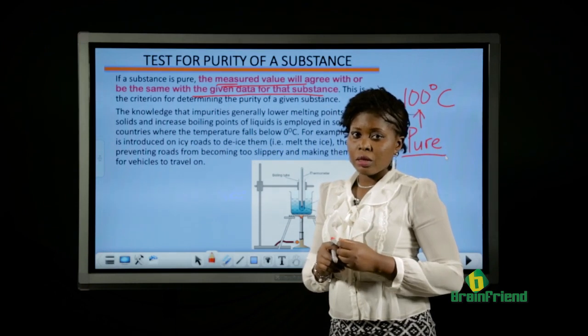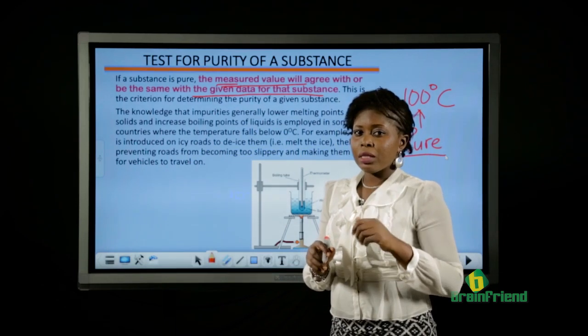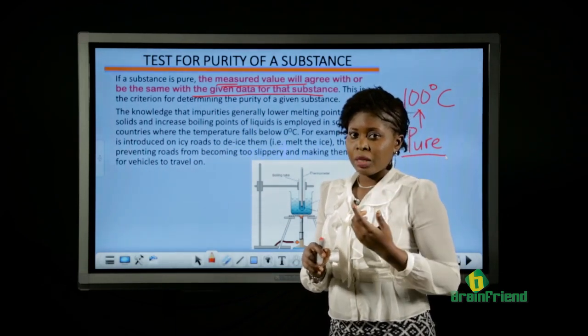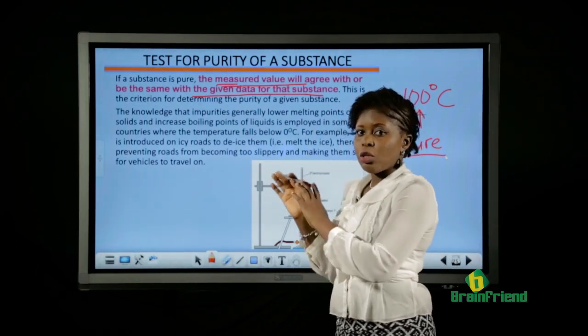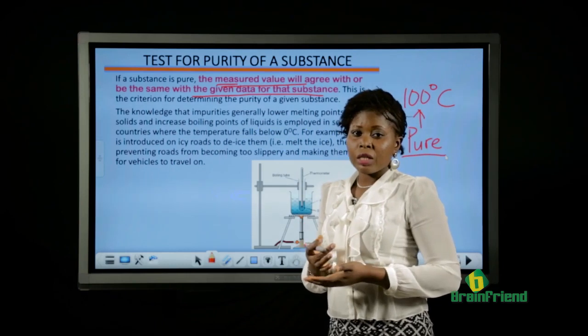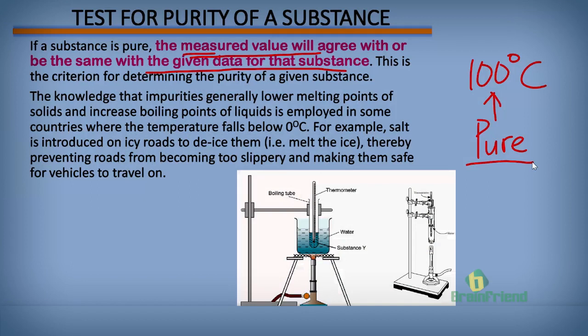Every substance, all right, every pure substance has a particular melting and boiling point. And because they have particular melting and boiling points, when we use this method, we can actually tell if there are impurities in that substance. So this is the criterion that we can use to determine the purity of a given substance, okay? If the one you measure tallies with the given data for that substance, then that substance is pure. But if it does not tally with the given data, it means that that substance has some impurities in it.